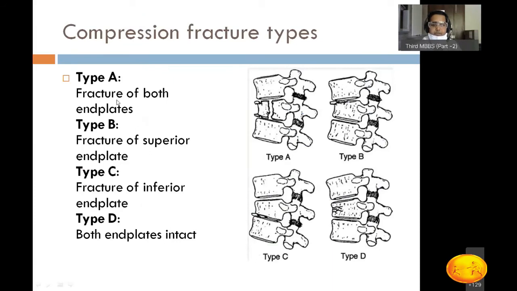Compression fractures, if we want to further divide them, can be divided into type A, which involve fractures of both the end plates; type B, fracture of the superior end plate; type C, fracture of the inferior end plate of a vertebra; and type D, both the end plates are intact but the vertebral body has crumbled.